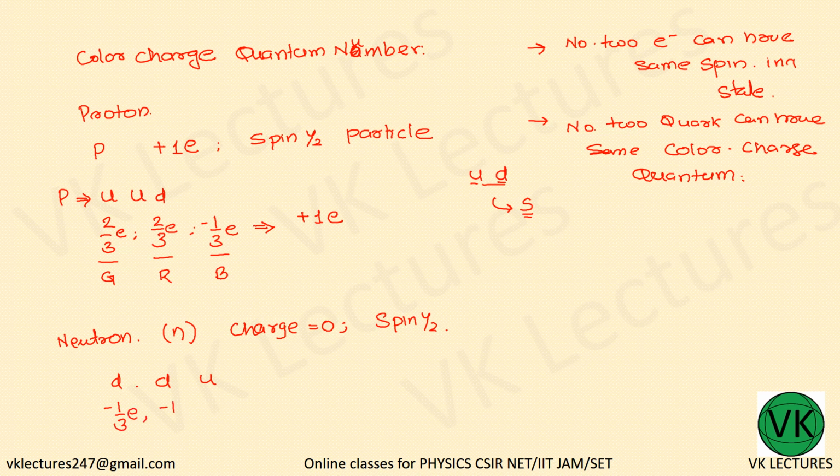Again this is minus 1 by 3 times e, and up is having 2 by 3 times e. So the sum of the charge is minus 1 plus 2, which is equal to 0, and it is a spin half particle. Same here, we have either down is red, then the next one should be green, and the other one should be blue.